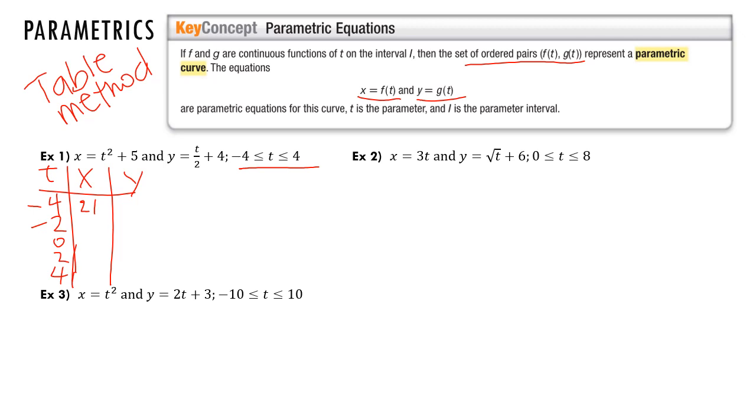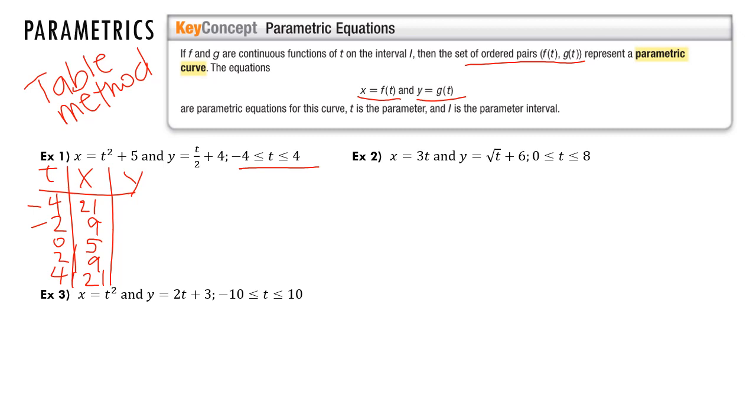When I plug in negative 2 for t in the x function, I get 4 plus 5 is 9. When I plug in 0 for t, that's just 5. When I plug 2 back in, I get 9 again. And then when I plug 4 in, I get 21 again. And you can see why I chose these points. Now we're going to go to the y function.